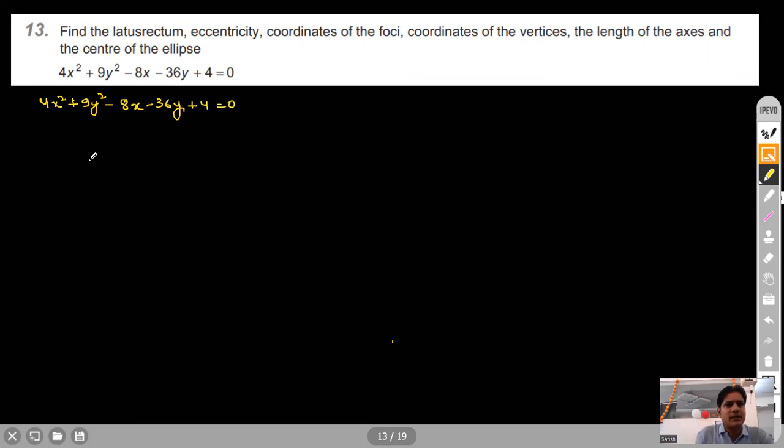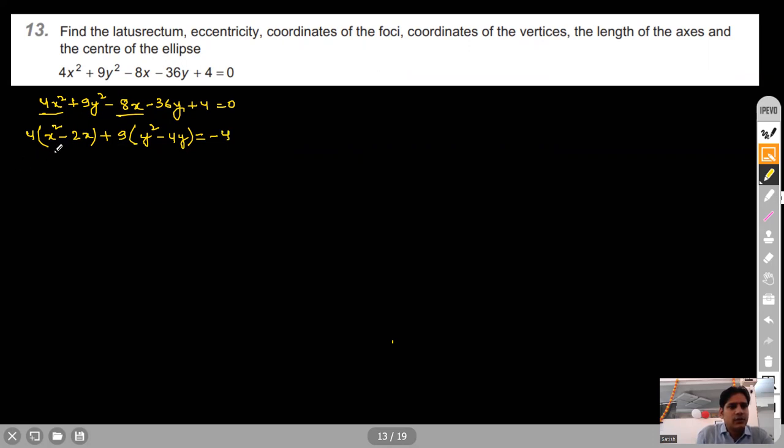My target will be to make it in the standard form of an ellipse. So I will take common from these x terms. We can take 4 common, and this will be x square minus 2x. And from the y terms we can take 9 common, so we will be left with 9 times y square minus 4y. And this plus 4, I will take to the right hand side, so this will be minus 4.